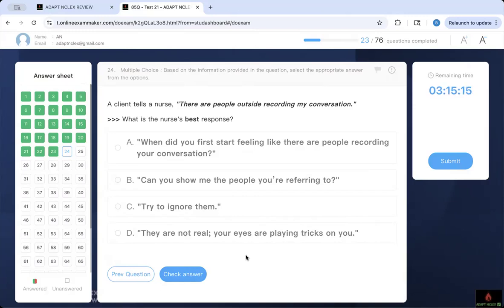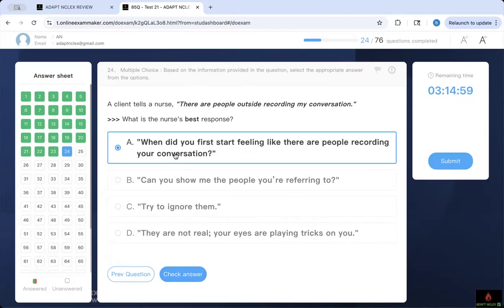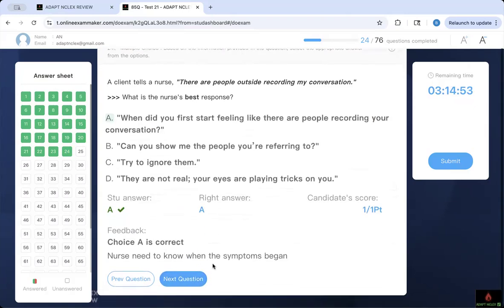Can you show me the people you are referring to? That is enforcing that hallucination or perception. Wrong answer. They are not real. You should not fight the reality. It's not your job. You tell them what you see. Therefore, ask them when was the first time they felt like people are recording them, and they will tell you more information.